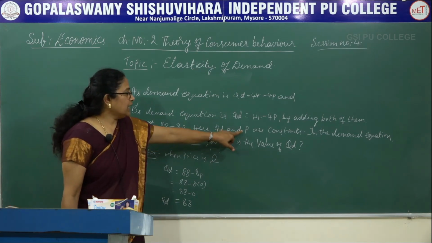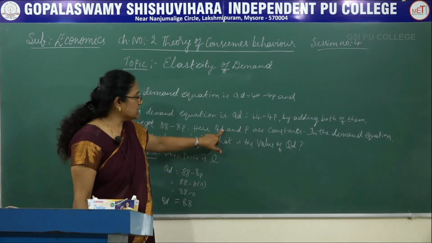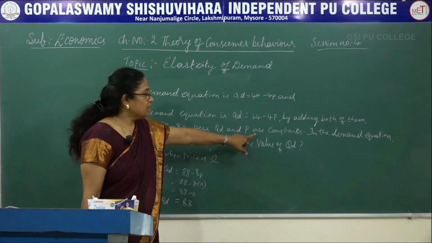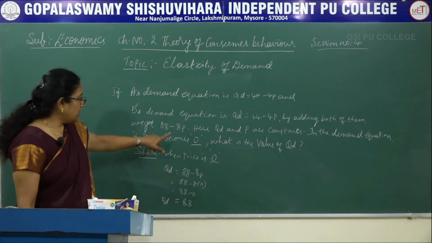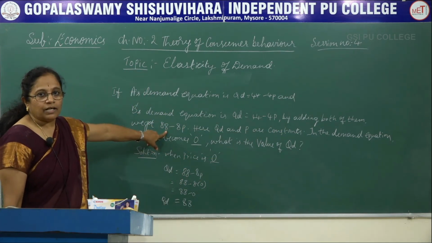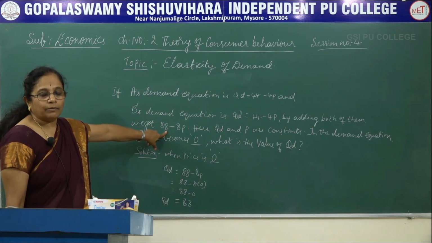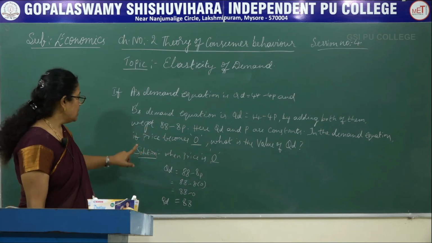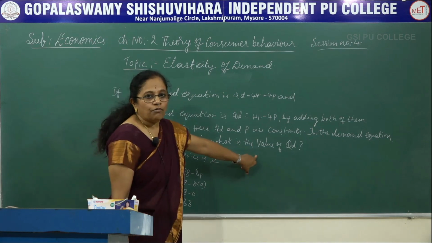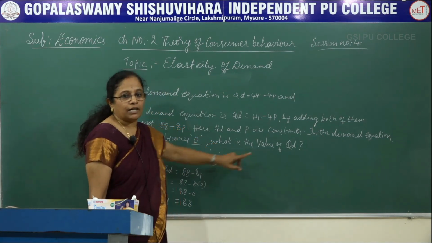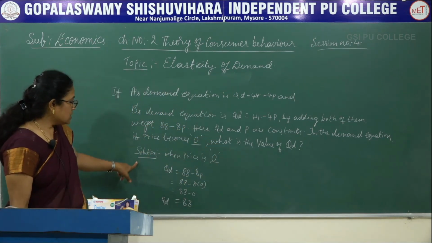Here QD and P, that is quantity demanded and price, are variables. In the demand equation, 88 minus 8P, that we have obtained through adding both A and B equations, if price becomes 0, what is the value of QD, quantity demanded? So, now let us see the solution.